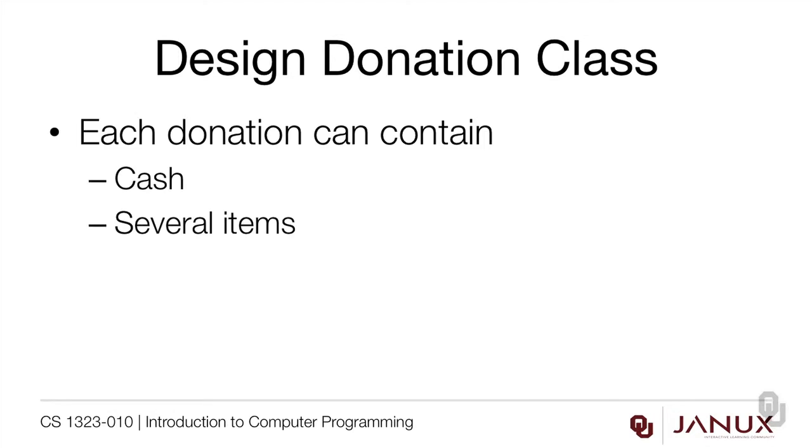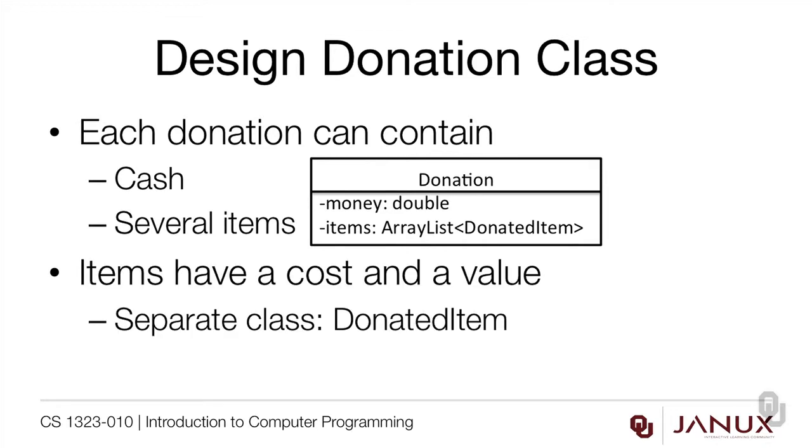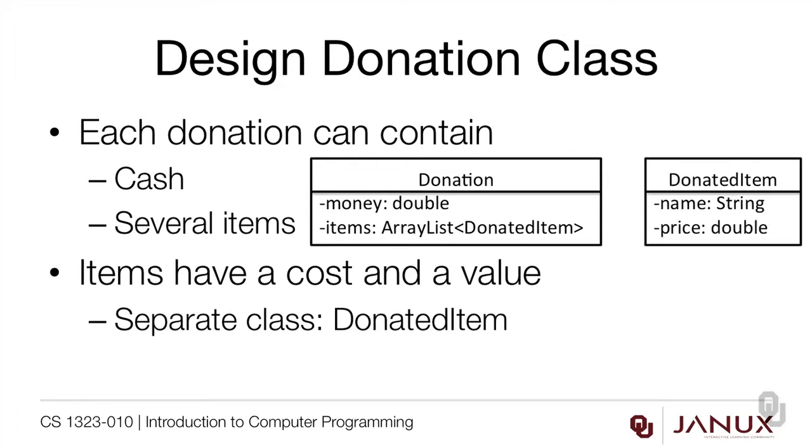Now we need to design the donation class. Each donation can contain cash and several items. So this means our donation class is going to have money, which will be a double, and then items. Now notice I've made this an array list of donated items. The reason I did that is we've got some pairings going on with the donated items. They have a name and they have a monetary value. So in order to collect those two things together into a single unit, I needed to create another class. So like I say, items have a cost and a value, and so that creates the separated class donated item.